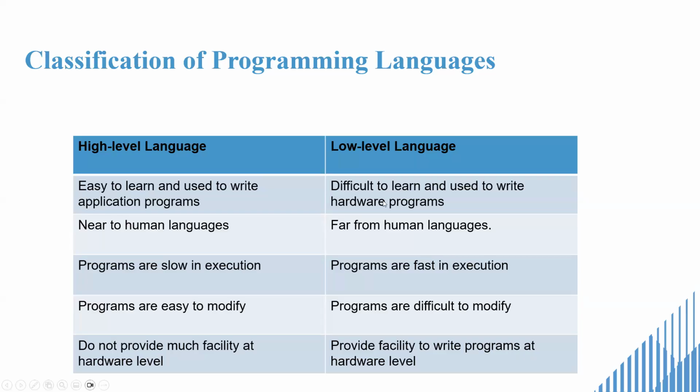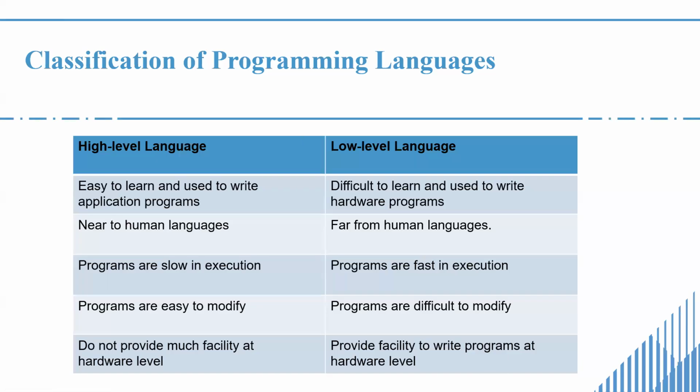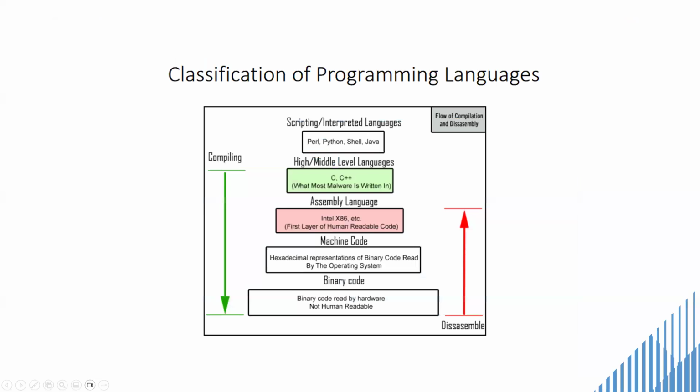So it's far from human language. Programs are fast in execution because you are at the lowest, machine level. So it's very fast. Programs are difficult to modify, but they provide a facility to write programs at the hardware level.